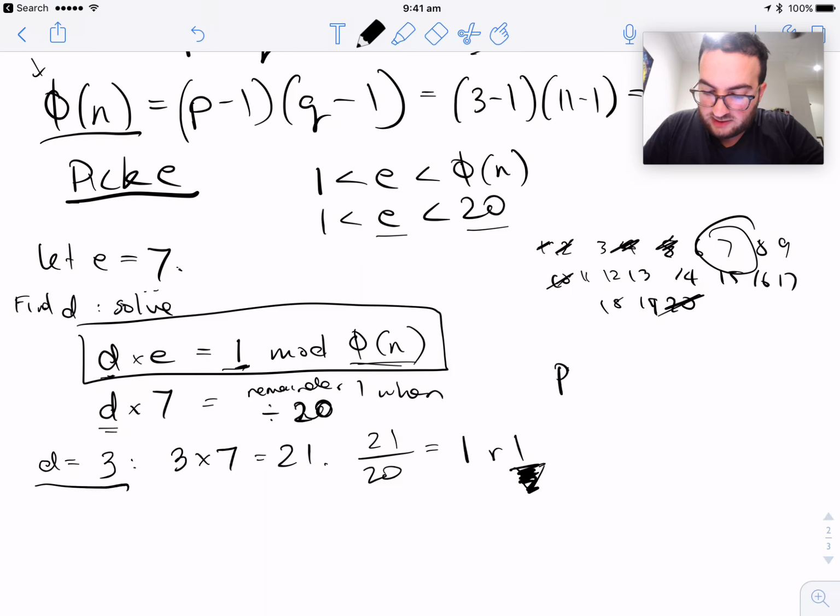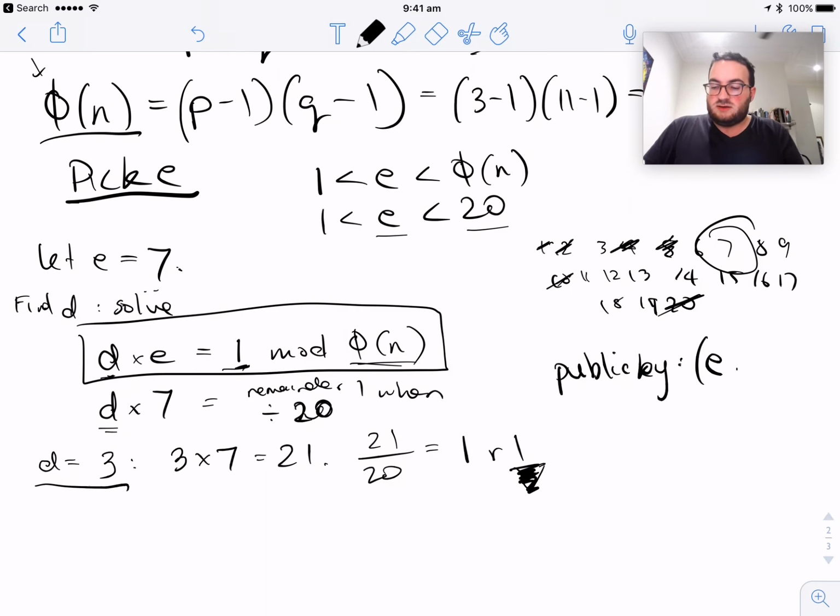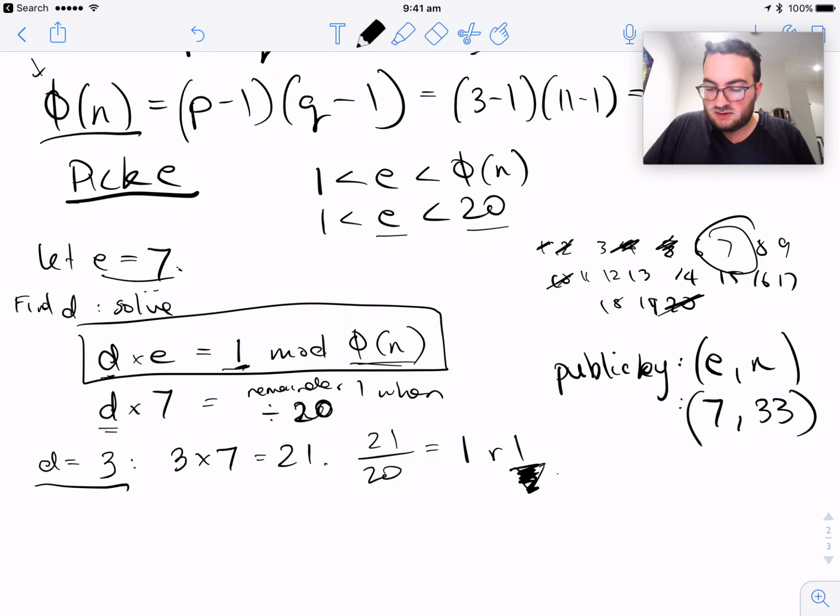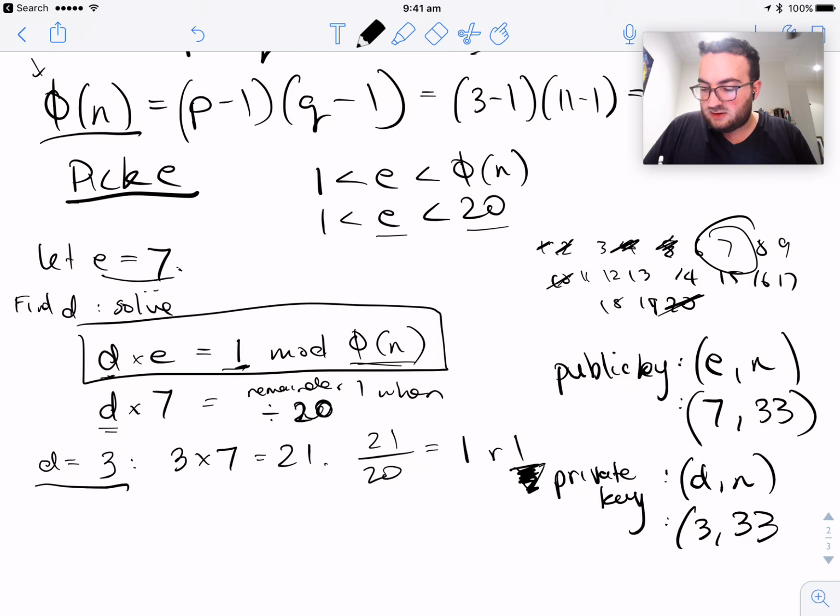So we have our public key, which is made up of the e, the encryption key, which we just picked, 7, and n, 33. The private key is d and n, which is 3 and 33. So there you go. It can be quite daunting.